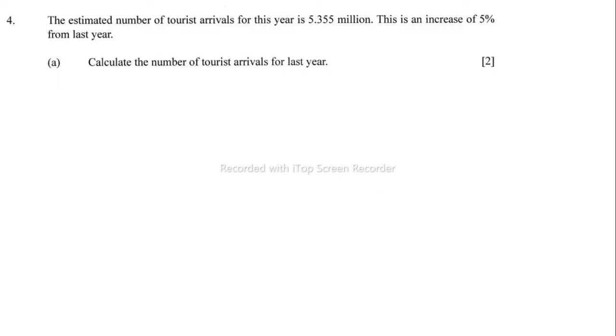But here we have to work backwards, right? We know that the estimated tourist arrivals for this year was 5.35 million. That's what we know. But this is a 5% increase from last year. So this, oh man, interesting.